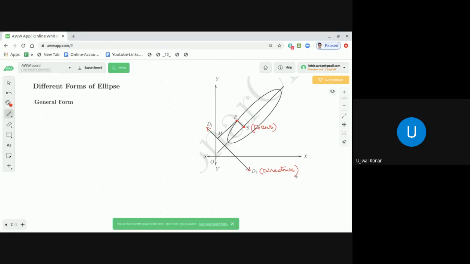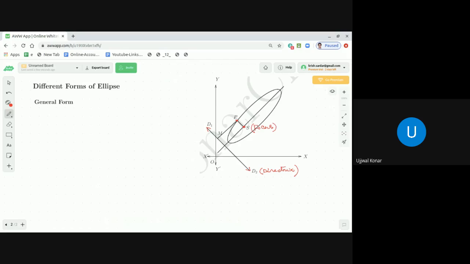And dear students, the point P is a variable point. Clear? So now that variable point is tracing out a curve. And that curve you see, in that black color, an oval shape, is an ellipse. So how is this curve traversed? The geometrical condition is that PS by PM is less than 1.